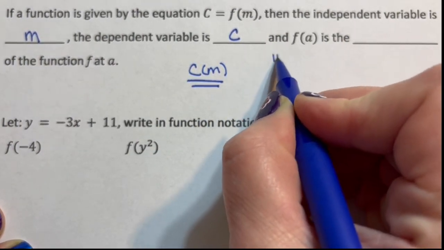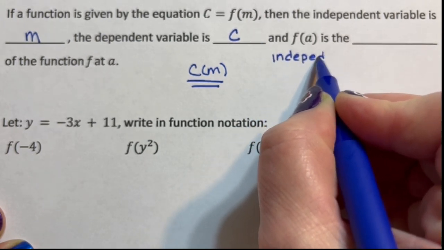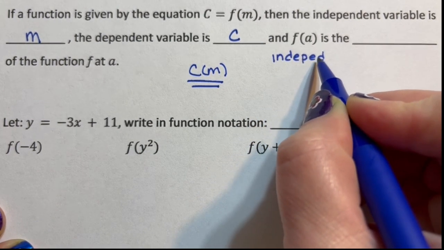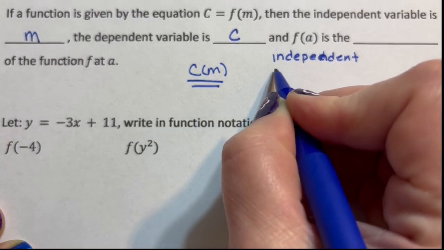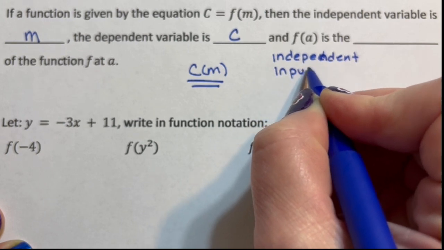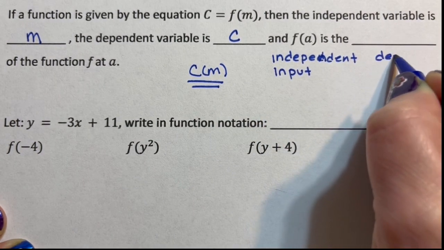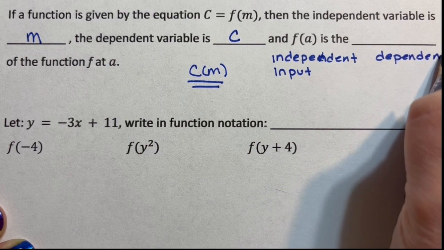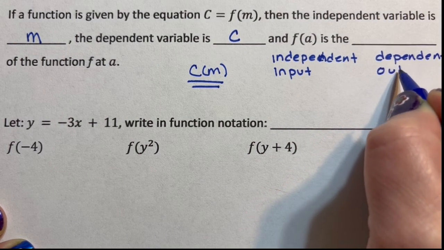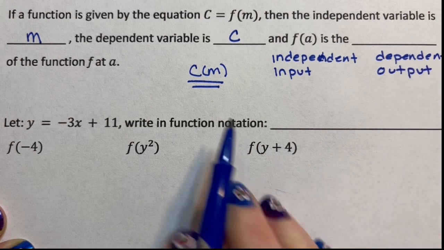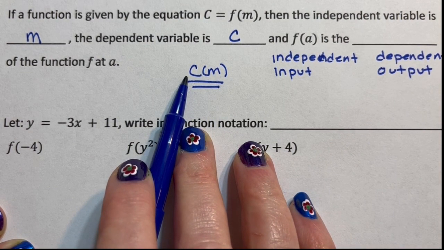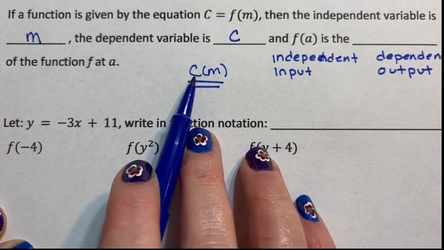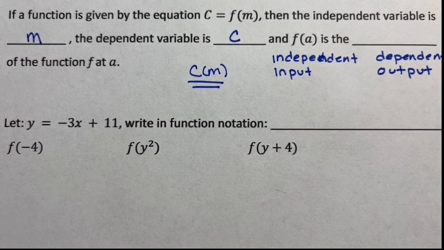Let's see, the independent is also the input. The dependent is also the output. So the input, the independent, the output, the dependent. So the input is in, the output is out, and that's how those variables correlate.